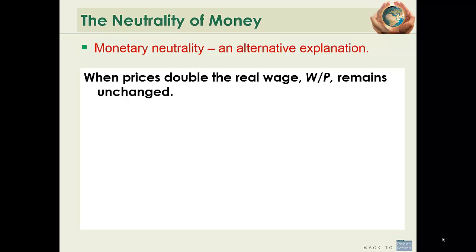When prices double, the real wage remains unchanged. The real wage basically just tells you what your wage is worth. So you take your wage, you divide it by the price level, and it gives you some idea about how many baskets you could purchase.